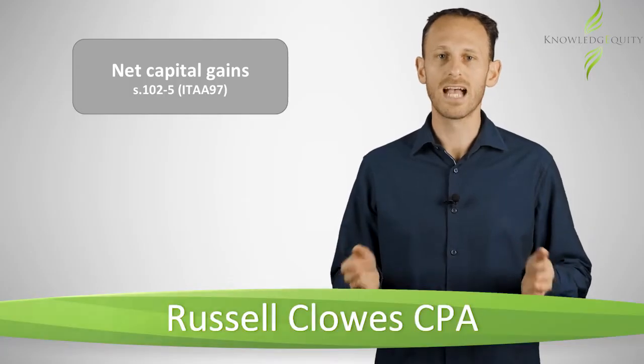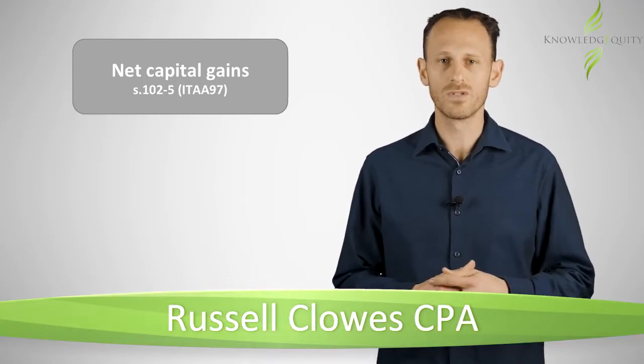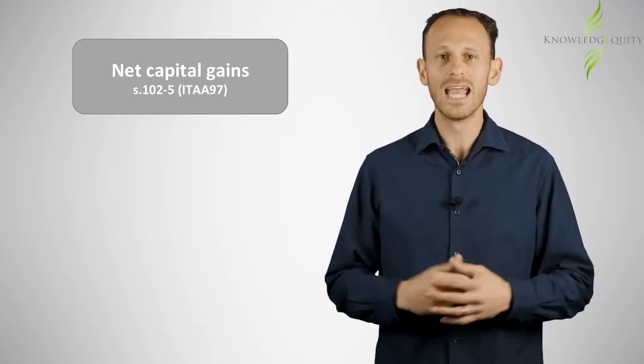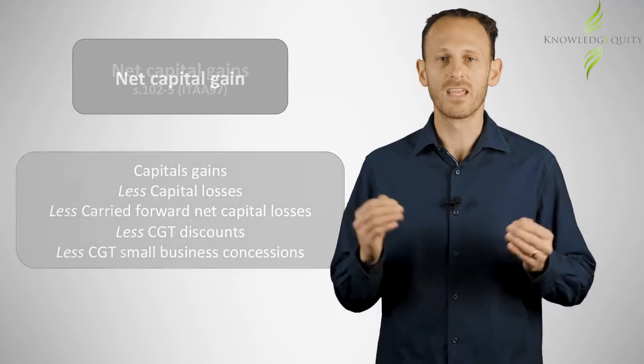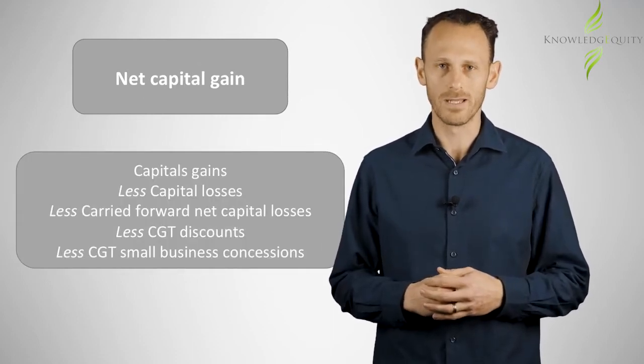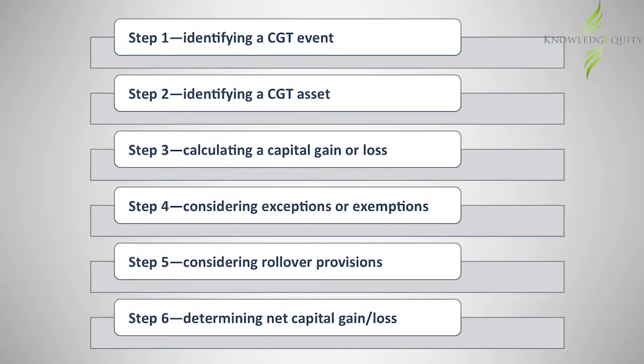Net capital gains are statutory income under Section 102-5 of the ITAA 97 and are included in taxable income. The calculation of the net capital gain is reflected in this simplified formula. There is a 6-step approach to calculating the net capital gain.